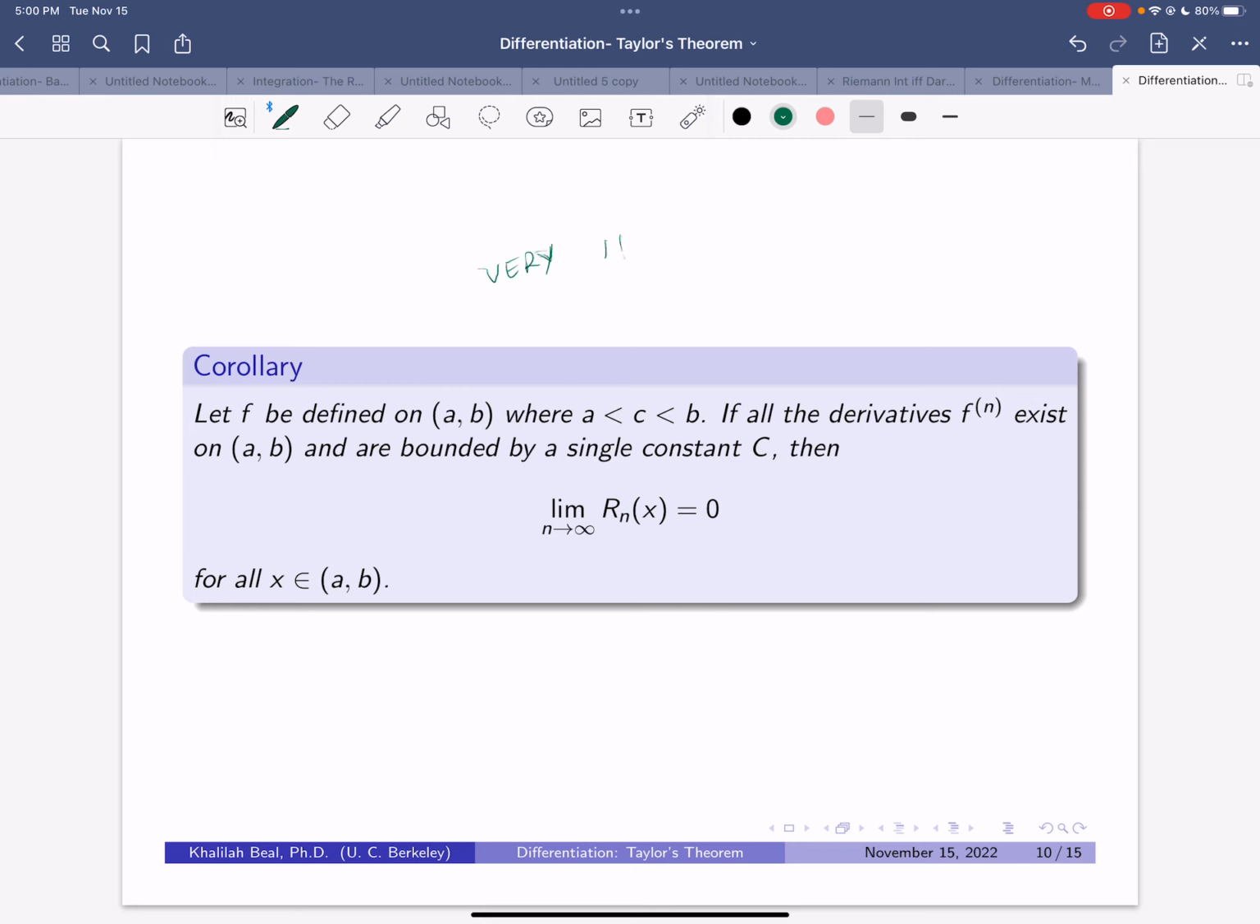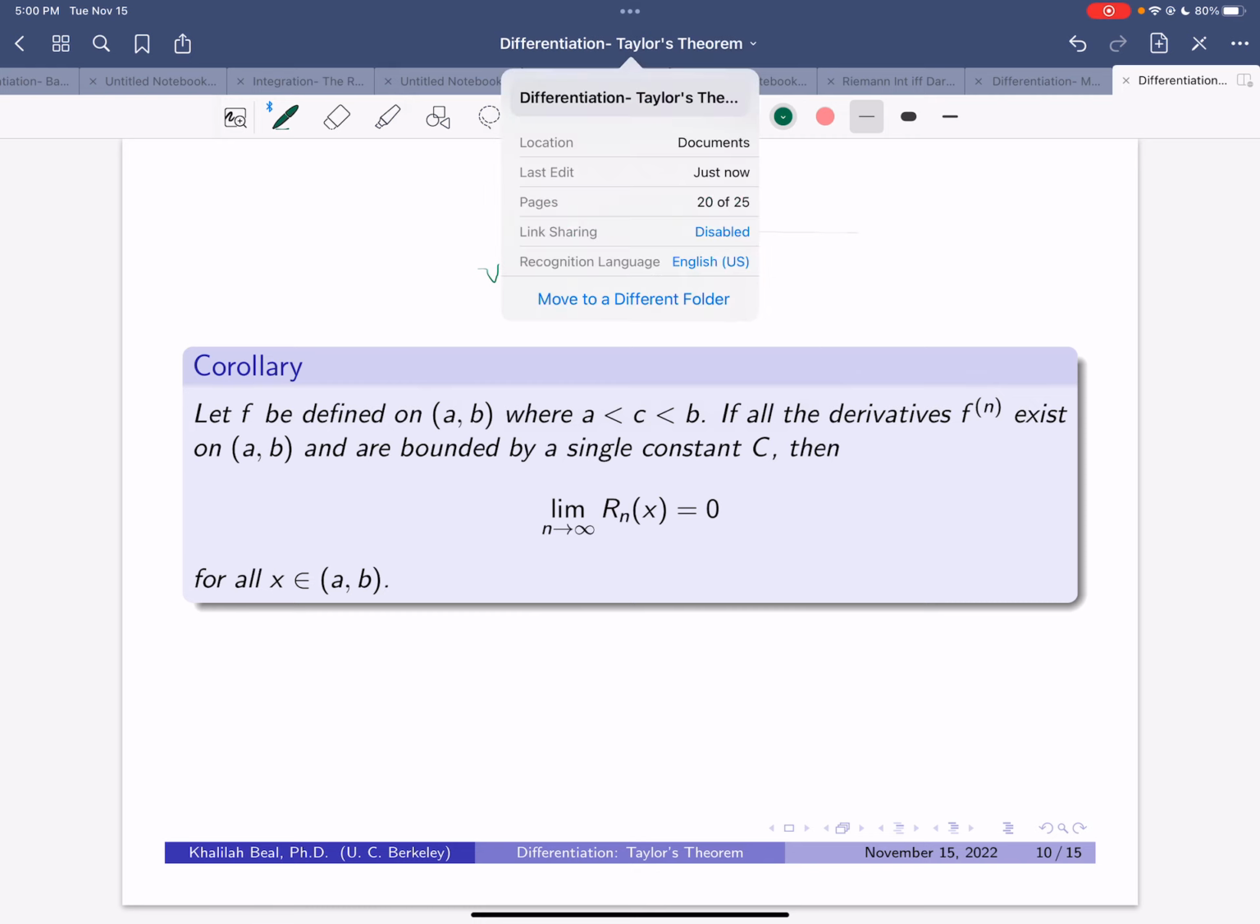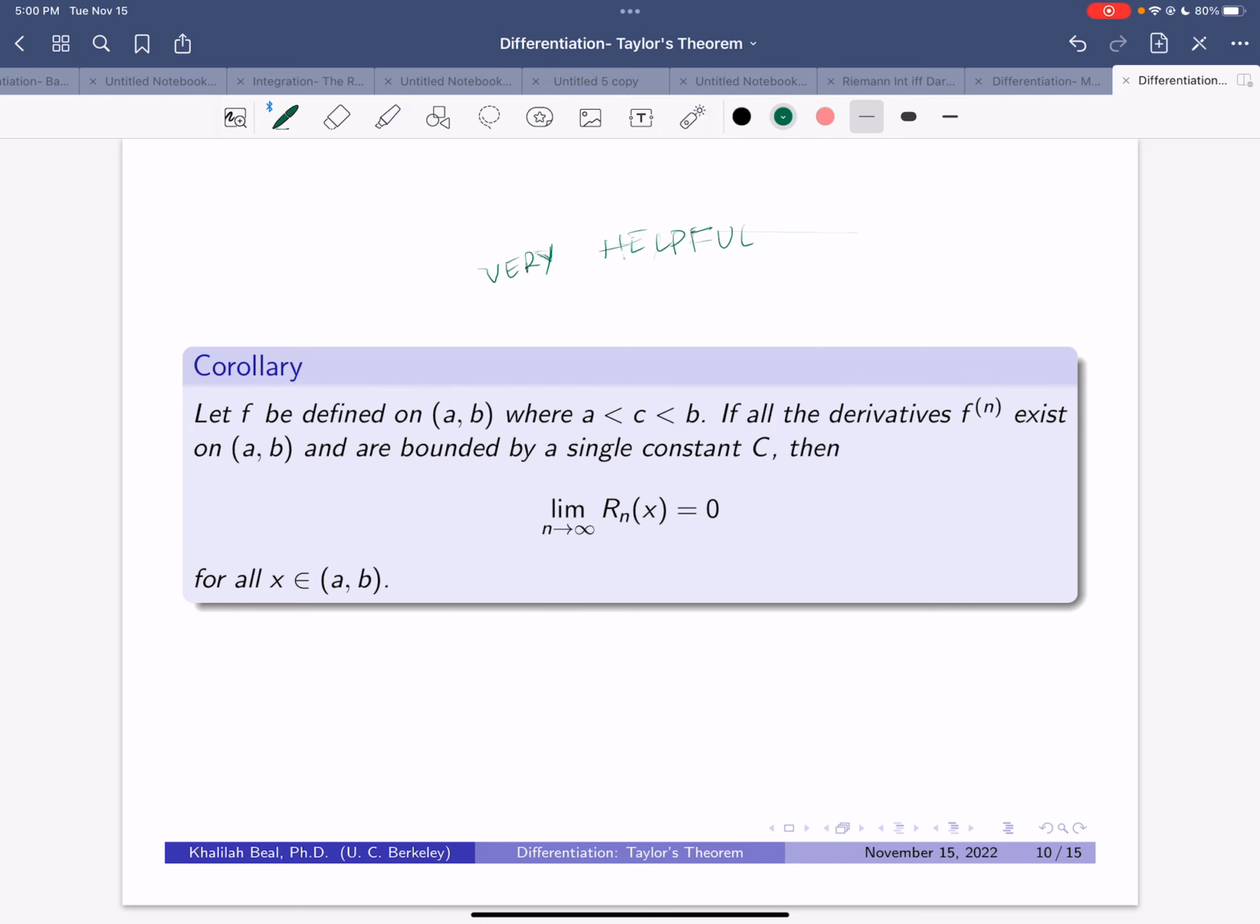I wanted to say very helpful because what this does is this corollary says if you know that your function is bounded by a single constant on some domain, then you can be guaranteed to know that your remainder is going to 0 on that whole interval. So this really tells you that f is going to be equal to its Taylor series.